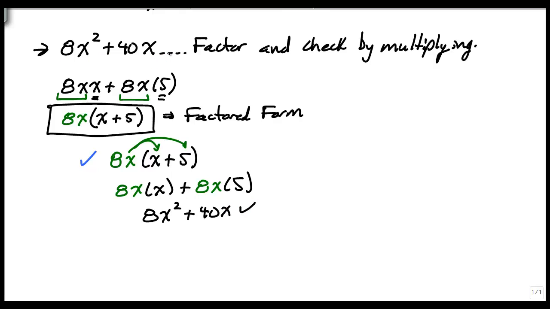So this is a start on factoring out the greatest common factor. And whenever you're asked to factor, that's always the directions. Find the GCF first and then factor what's remaining. Let's go ahead and try another one as well.